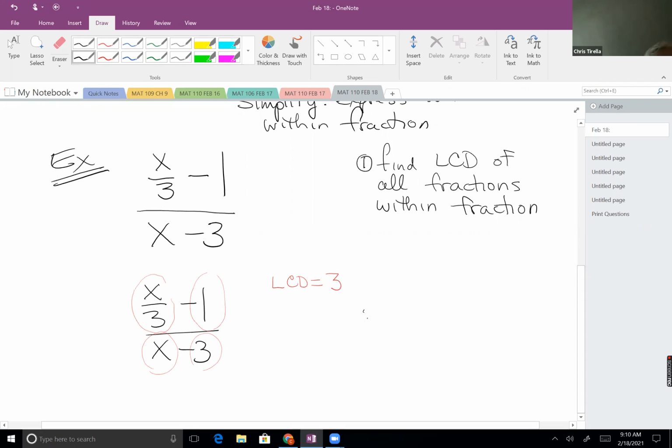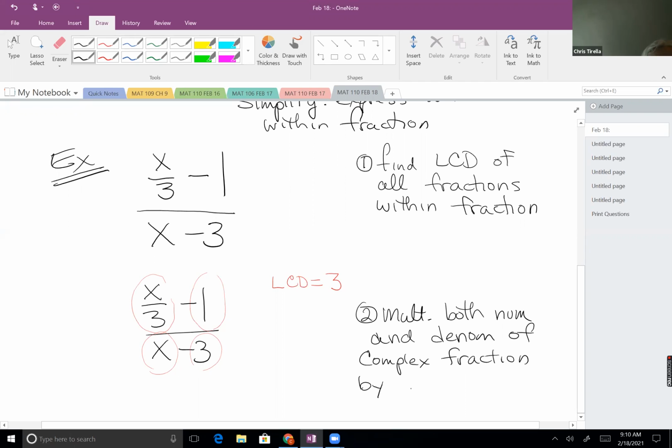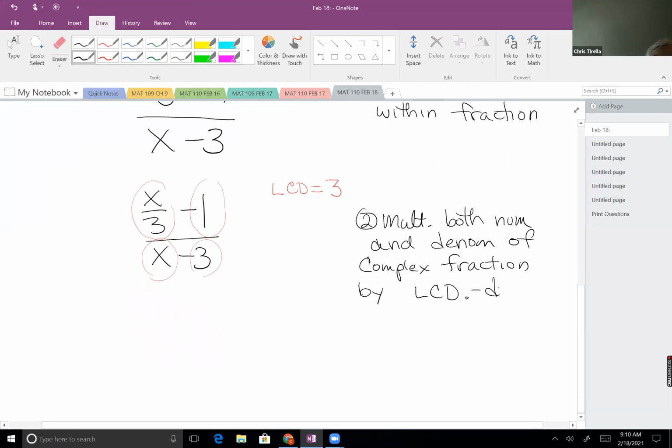Then, what we're going to do is we're going to multiply both the numerator and denominator of the complex fraction by that least common denominator. You have to distribute. Give me a second, please. You have to distribute if necessary.